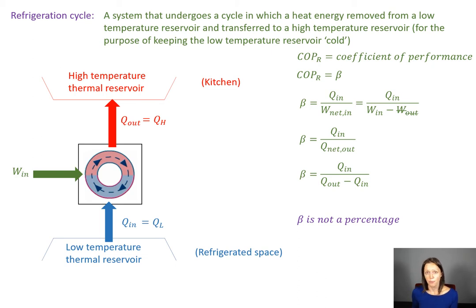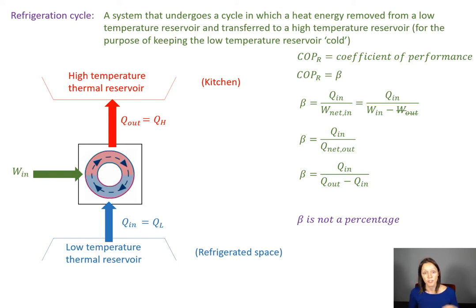So sometimes people are a little bit confused. For a power cycle, it makes sense that the closer you are to 100%, the more efficient your cycle is. But for the coefficient of performance, what's a good coefficient of performance? Is 7 a good one? Is 14 a good one? What's a good coefficient of performance? And the answer is, it depends.